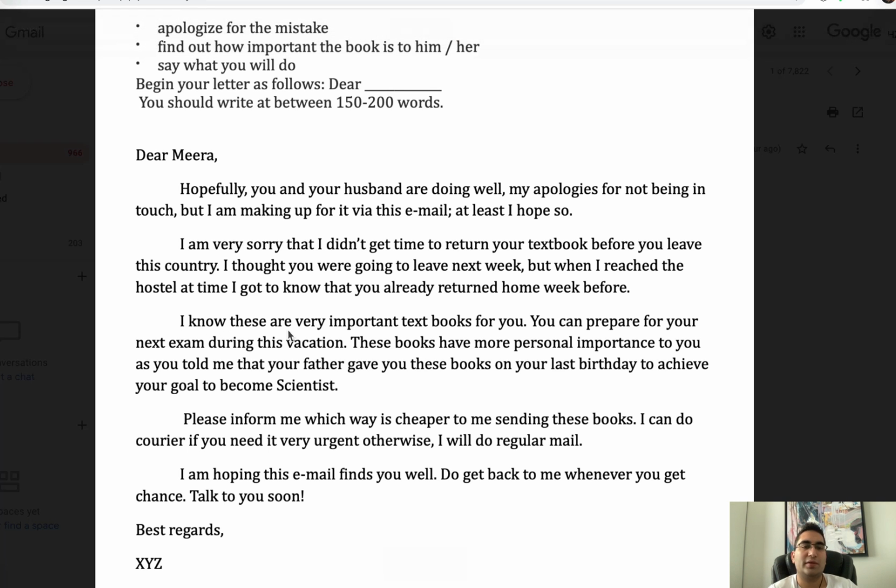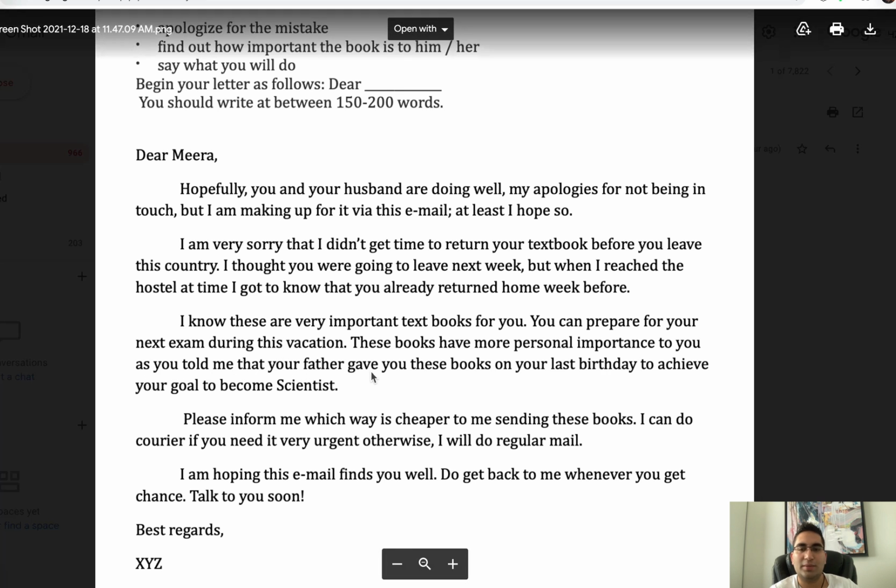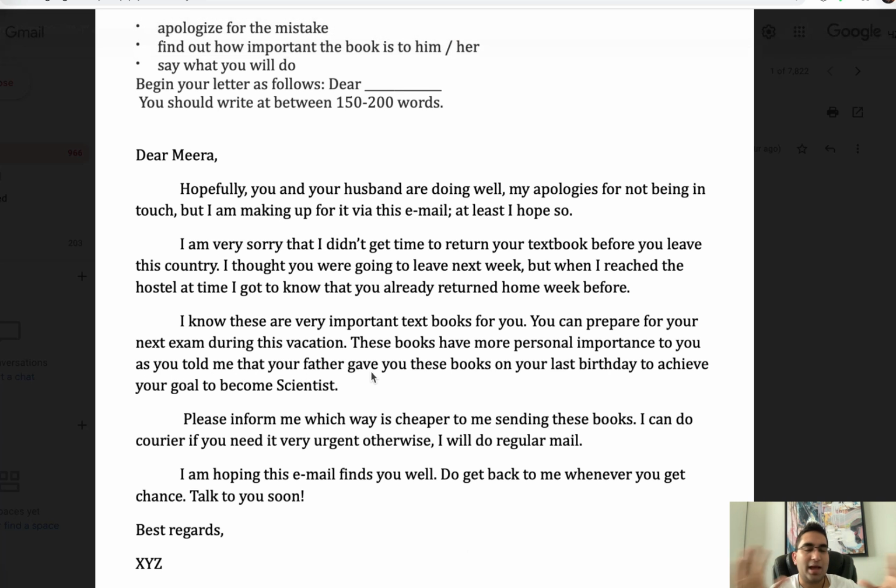You can see his paragraph is, I know these are very important textbooks for you. He knows already, but he should be asking. So that's a problem. You can prepare for the next exam during this vacation. These books have more personal importance to you, as you told me. So it's all background stuff, and many students do this. He's sidetracked, completely sidetracked, not answering the question. He's going to lose all the marks here for task response.